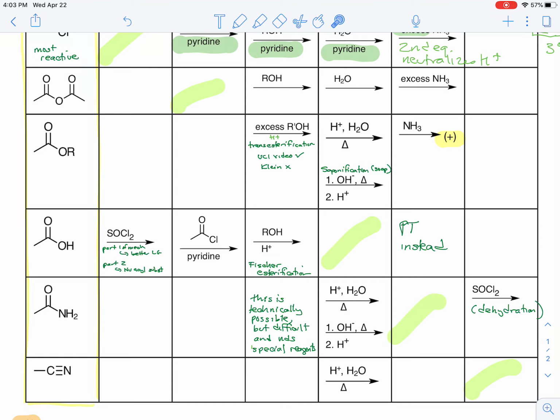Amide to amide, no. You can take an amide and convert it into a nitrile using thionyl chloride, and you're just using that as a dehydration reaction. And by the way, that is a mechanism for which you are not responsible. Another mechanism for which you are not responsible is this one.